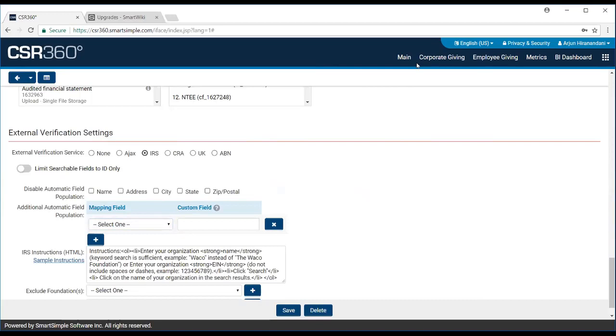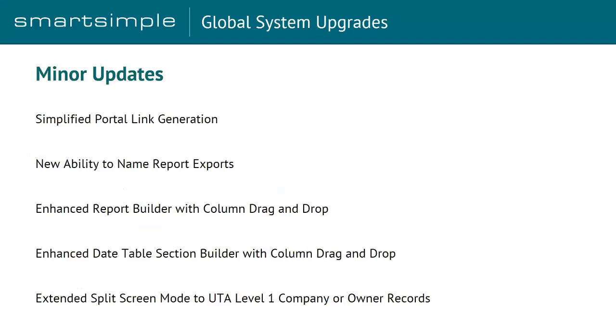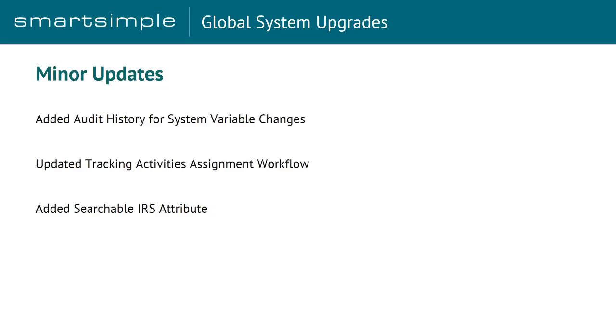If I go back to my presentation to see if we covered all our minor updates, let's see. We spoke about simplified portal link generation, naming report exports, enhanced report builder with column drag and drop, enhanced data table section with column drag and drop, extended split screen mode, audit history for system variables, updated tracking activities assignment workflow, and searchable IRS attribute. We added the new fields there.